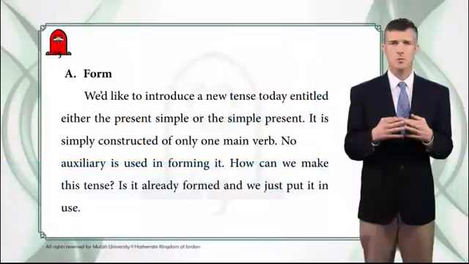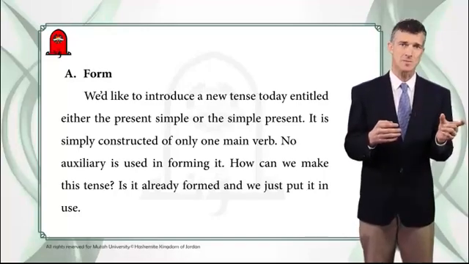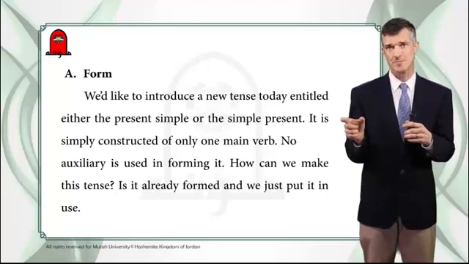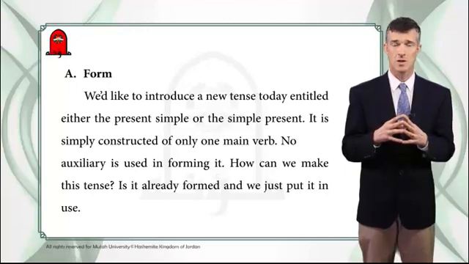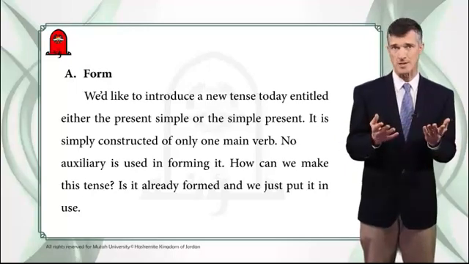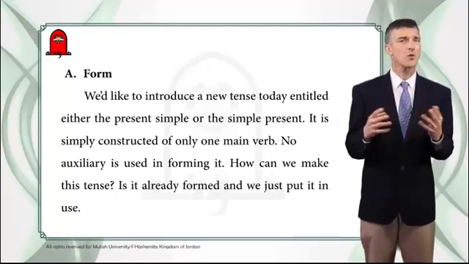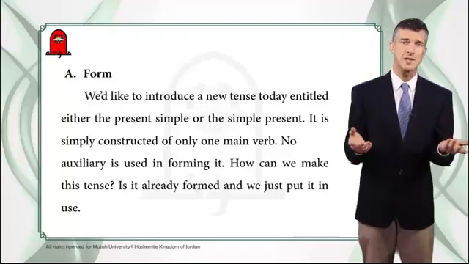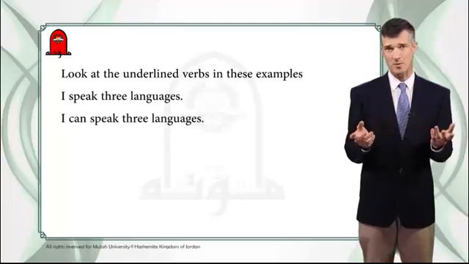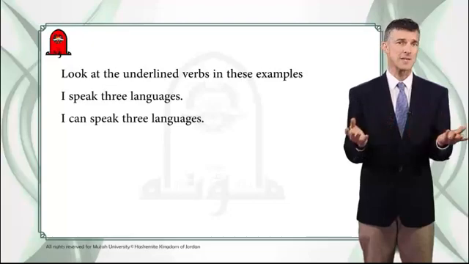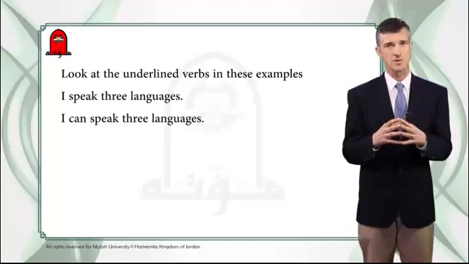Form. We'd like to introduce a new tense today entitled either the present simple or the simple present. It is simply constructed of only one main verb. No auxiliary is used in forming it. How can we make this tense? It is already formed and we just put it in use. Look at the underlined verbs in these examples. I speak 3 languages. I can speak 3 languages.